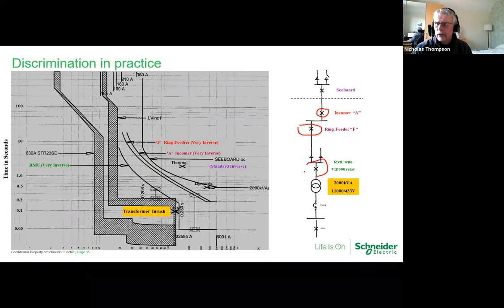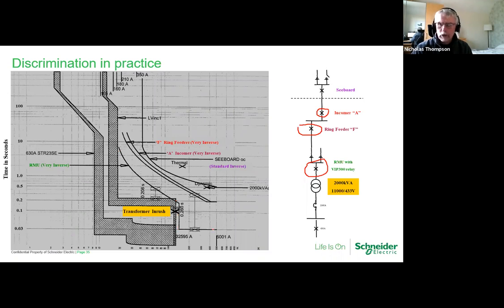So this is our ring main unit with a VIP300 relay. See, there's quite a good safety margin between those 2 curves there, and it's very inverse again. And that is using 2 curves. So we've got a combination of an inverse curve with a definite time curve. So that's why we've got that dog leg in there.